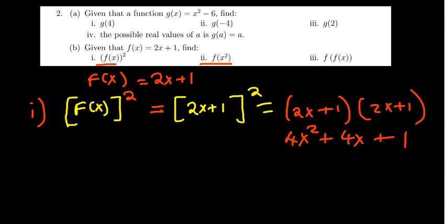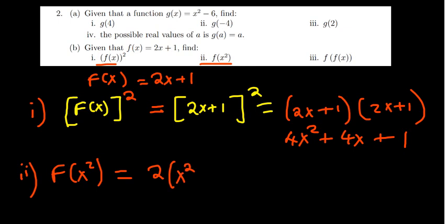And then we are on the second one. F of x squared. This is different. I said what that means is where there's x, you basically get to substitute x squared. So you have 2, and where there's x, we'll put x squared and then plus 1. So you end up having 2x squared plus 1 as a result.